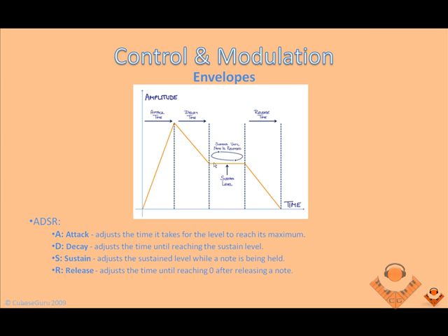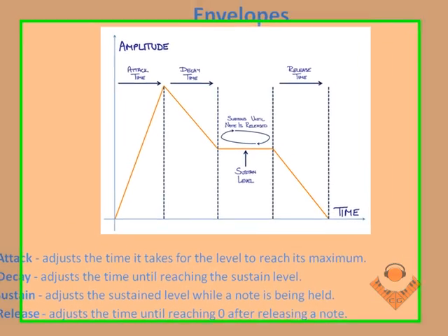The sustain level adjusts the level while a note is being held, so if you keep your finger on the note, the sustain level will loop round until you release it, and then when you release it, the release portion kicks in, and the release portion is the time it takes to get from the sustain level to 0. Now I can't really show you that, but I can certainly let you hear it, and I can show you on an audio meter. So let's have a look.